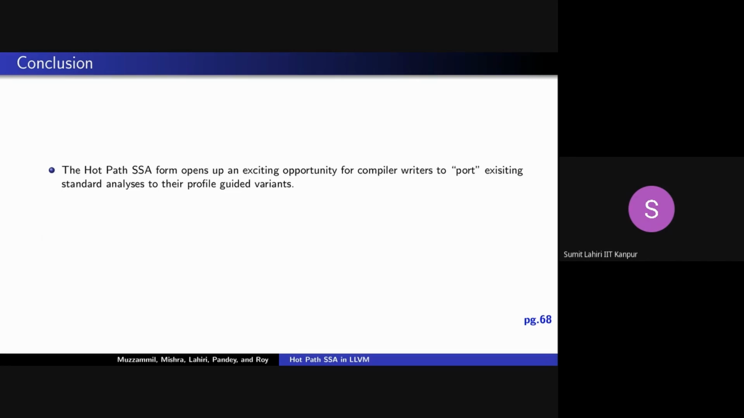So with that, I would like to conclude. Hot Path SSA gives you the flexibility and the avenue to write your own profile-guided optimization passes, without worrying about how to deal with the profiling information separately. You get the tau functions. You basically write your analysis using the definitions that are there in the tau functions, and we are soon planning to open source this work and push it into LLVM's main branch.